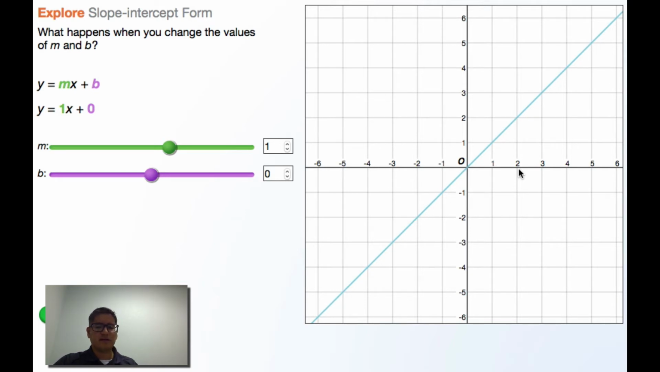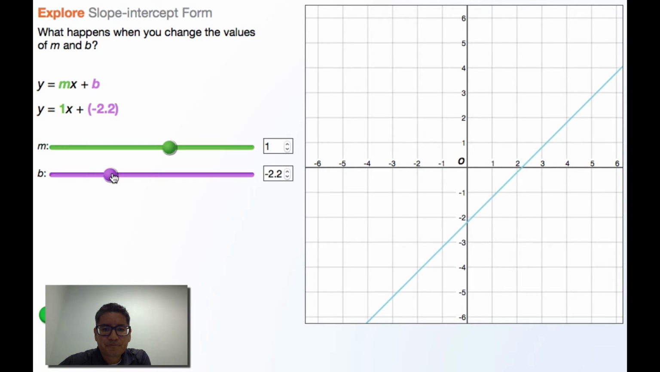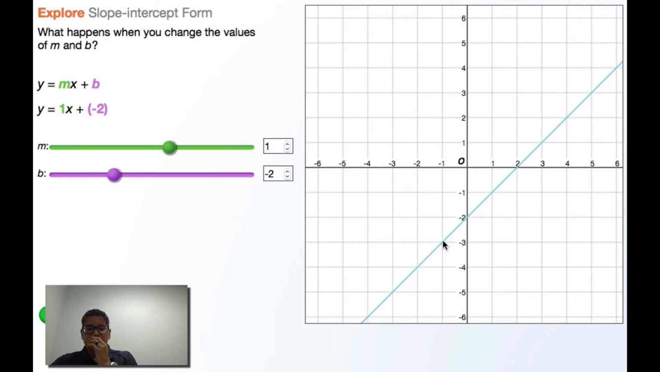x minus 2. So your slope is 1 over 1, right? And your y-intercept is negative 2. So let me change my y-intercept to negative 2. See? So if you look at my y-intercept, if you look at where I crossed the line, it's negative 2.